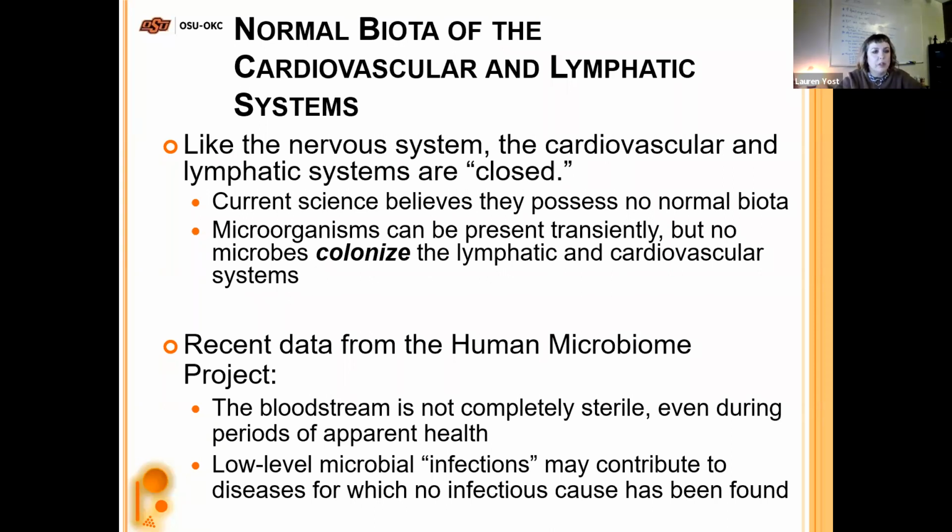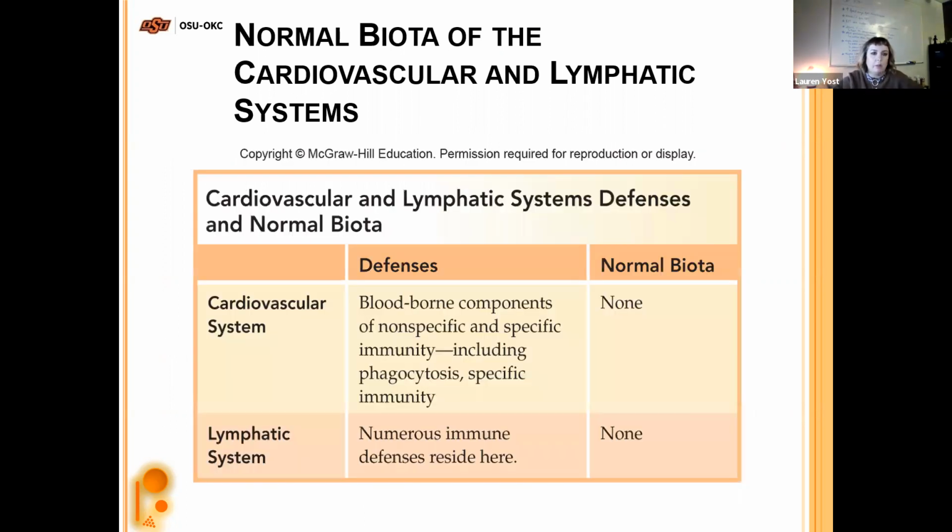Like the nervous system, we consider the cardiovascular system and the lymph system to be closed, essentially. So there should not be any microbes colonizing that. Microbes may be present transiently, but they shouldn't be taking hold there. So that's fine. You guys know how these charts work. You're more than welcome to use these as study aids, but we're not going to go over this one in any detail.